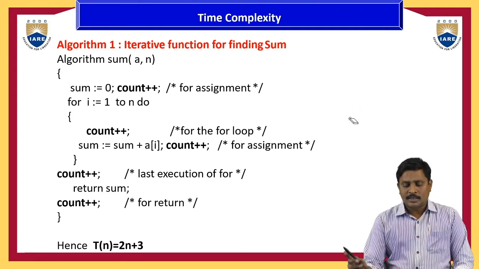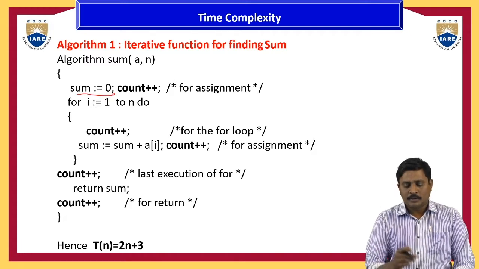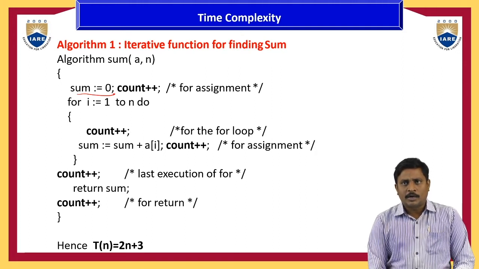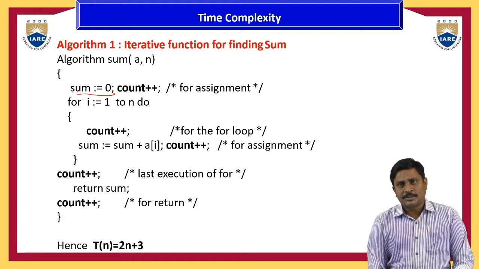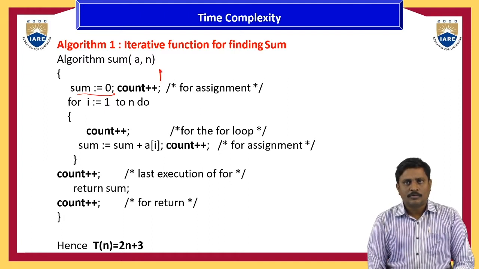Now here we see in the count method, we write sum equal to 0, count plus plus. It is a simple statement. It takes 1 count. So initially the count value is 0, 0 plus 1, the value is 1 here.